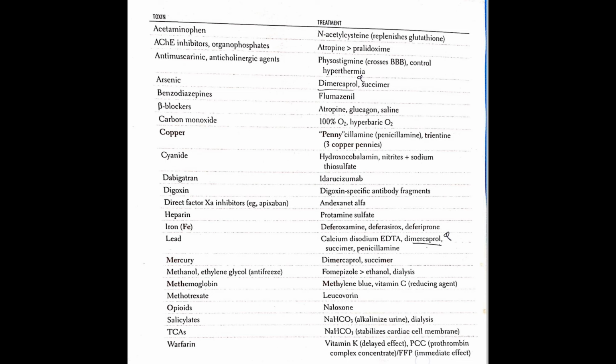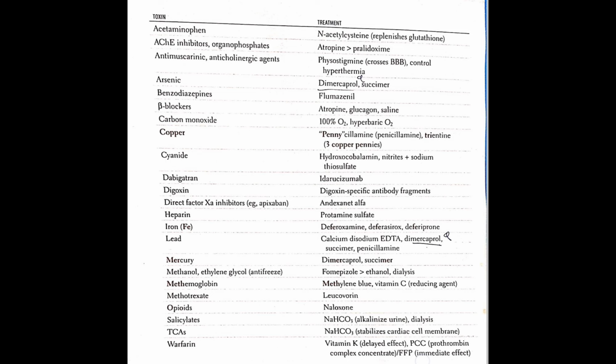Then physostigmine. Arsenic, dimercaprol, succimer. Lead, dimercaprol, succimer. Mercury, dimercaprol, succimer. And copper is penicillamine, trientine. Then for the lead we have many. Benzodiazepines, that is sedative drugs: flumazenil. Beta blockers: atropine, glucagon, and saline. Carbon monoxide: 100% oxygen and hyperbaric oxygen.